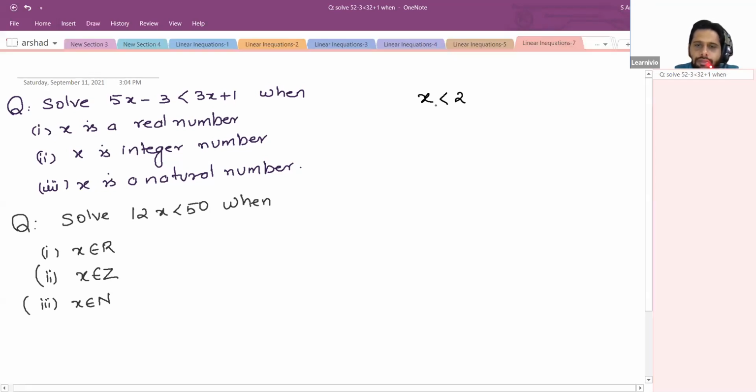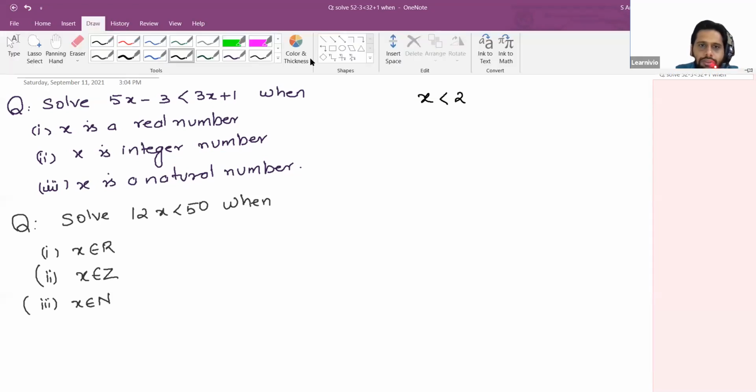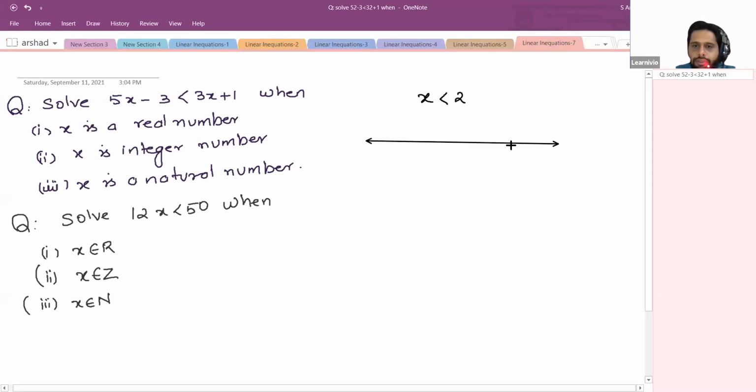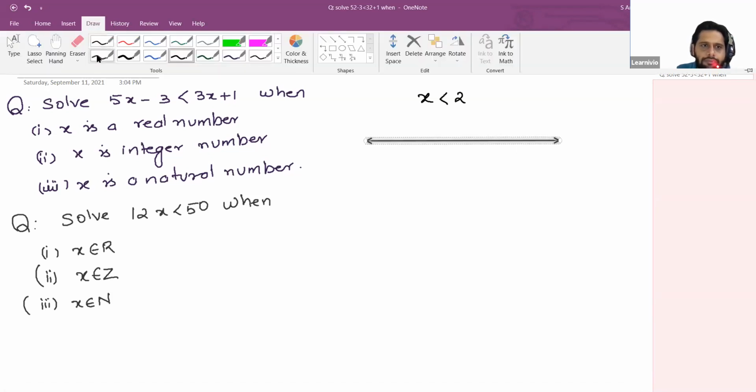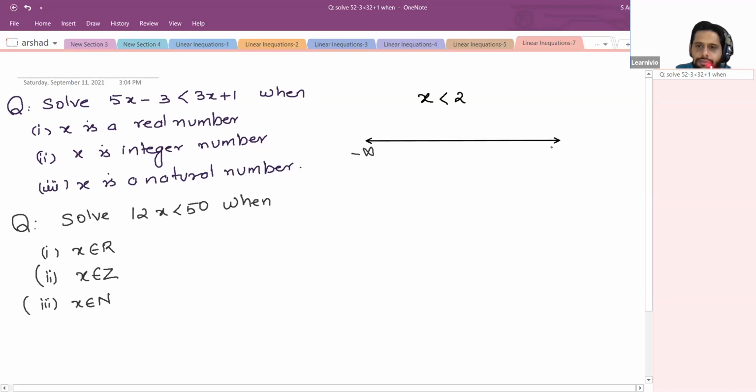So first is a real number, so x is less than 2, and we'll draw a number line like this. This is minus infinite, this is plus infinite, this is 0, this is 1, this is 2, this is 3, this is minus 1, minus 2, minus 3. So x is less than 2.